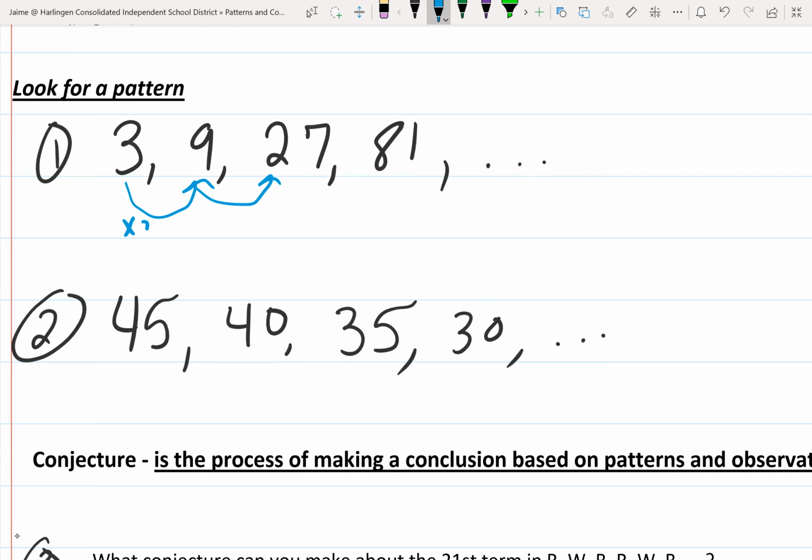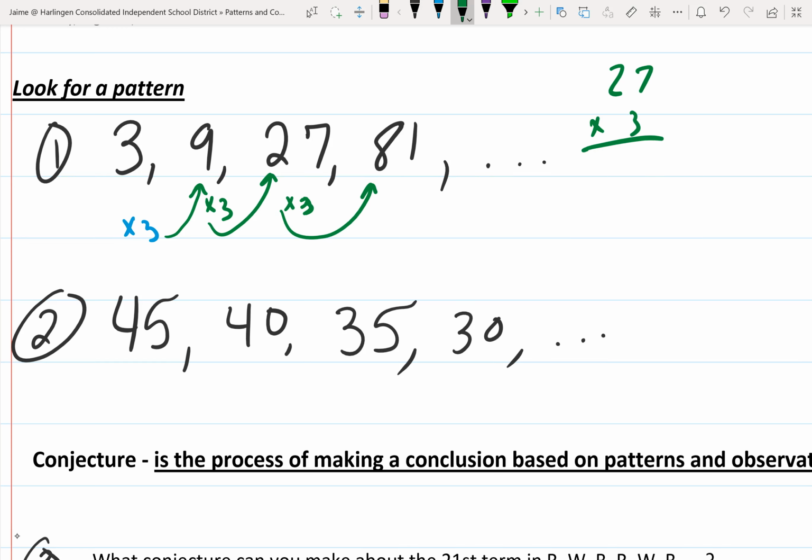3 times 3, does that equal 9? Yes. We'll do the next one. 9 times 3. Does that give me 27? Yes. 27 times 3. Does that give me 81? 7 times 3 is 21, carry the 2. 81. There you go.